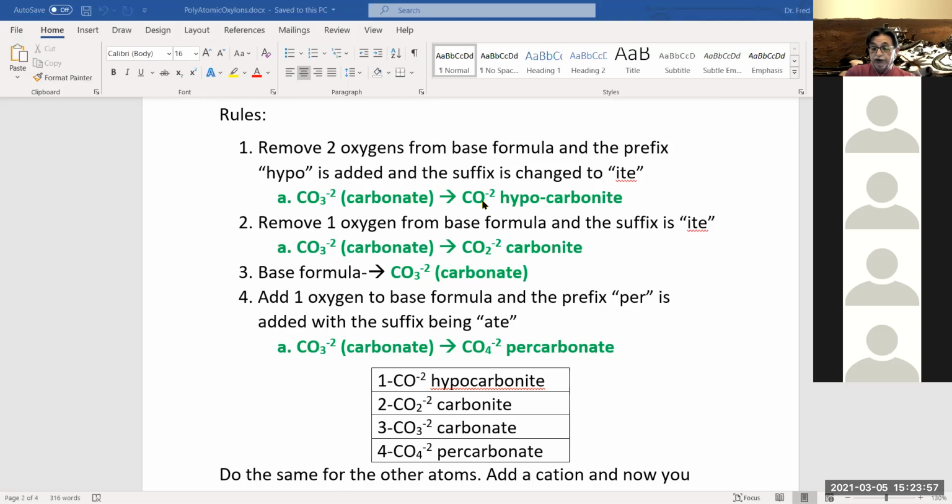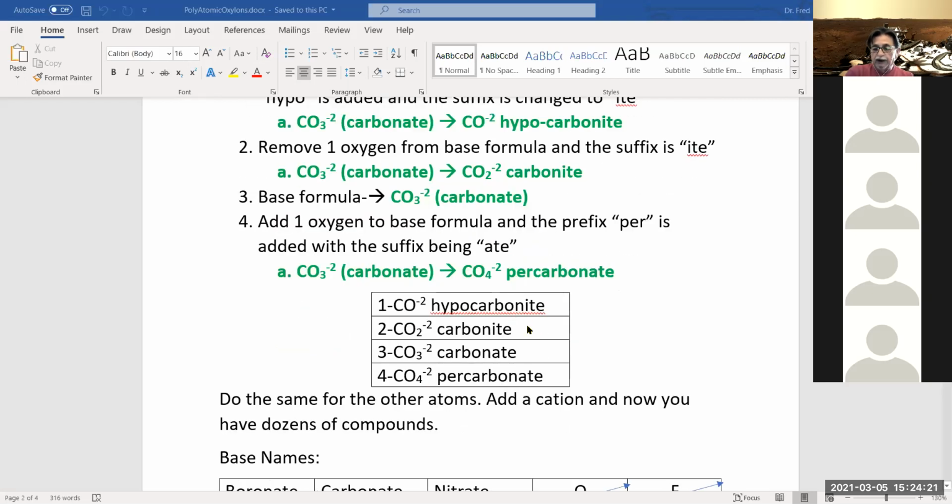The charge doesn't change, just the number of oxygens. Losing 2 electrons, now we put the prefix hypocarbonate. If it picks up 1 oxygen, then it has 4. Started off with 3, now has 4. Then we keep the name carbonate, but we put the prefix percarbonate.